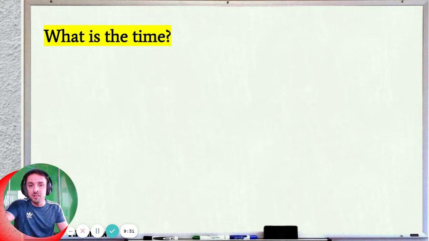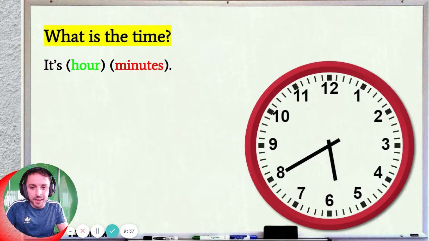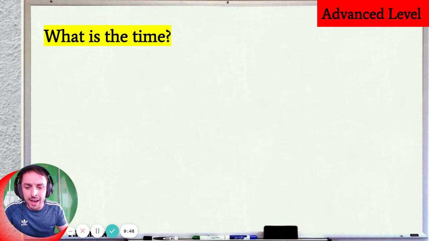What is the time? It's hour, minutes. That's the easy way. So let's look at the clock. What is the time? See, you say it's 5, then the minutes, 40. It's 5:40. Okay. Now let's do the advanced.